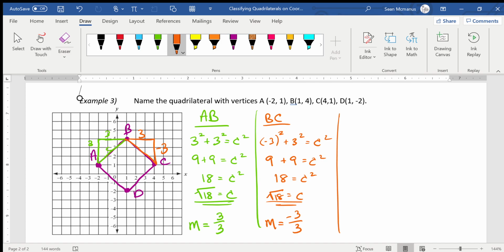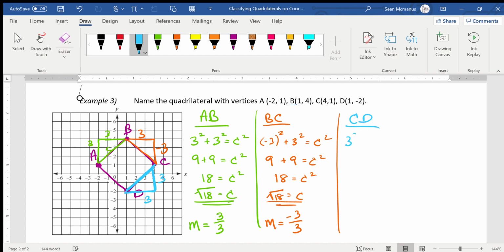I got a third side here, we'll do it in blue, so from C to D. CD is going to go like this. And remember, we like to go from left to right. That's an uphill slope from left to right, so it's going to be positive. So it's going up 3, right 3.